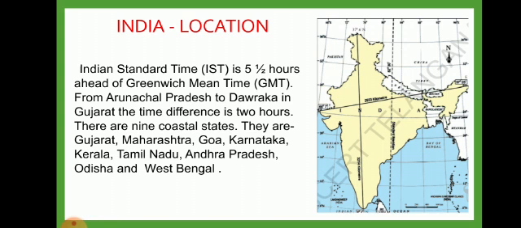There are 9 coastal states. If you see down towards the extreme south, you will find that there are 9 coastal states. They are, from west, Gujarat, Maharashtra, Goa, Karnataka, Kerala, Tamil Nadu, Andhra Pradesh, Odisha, and West Bengal.